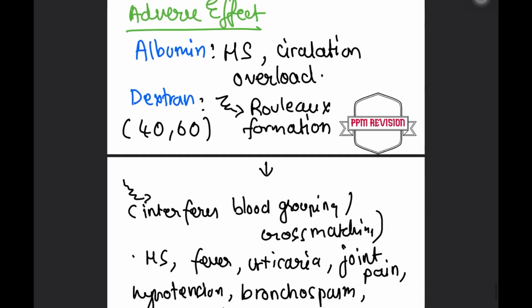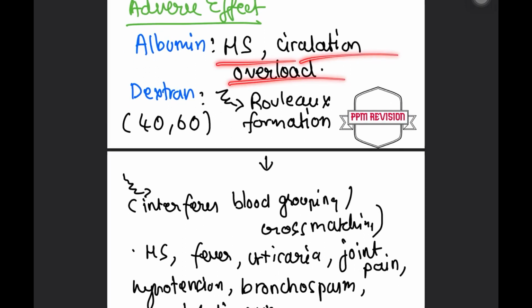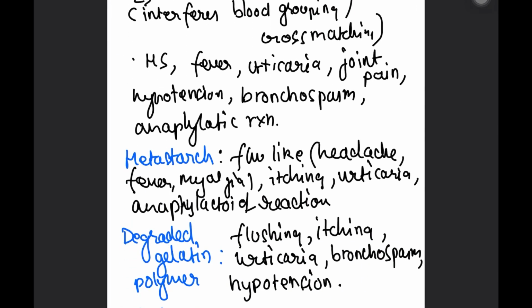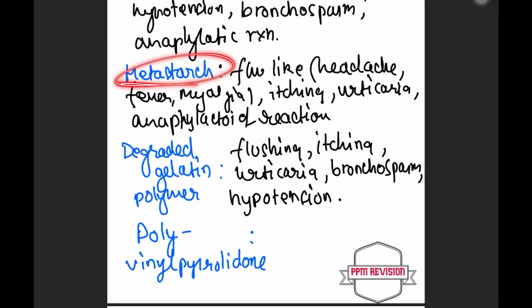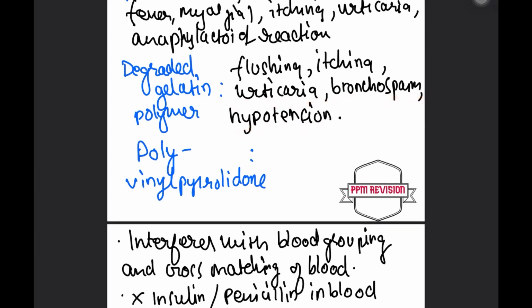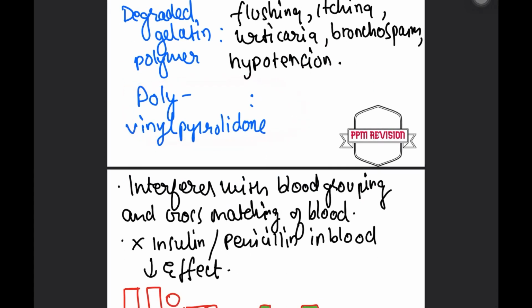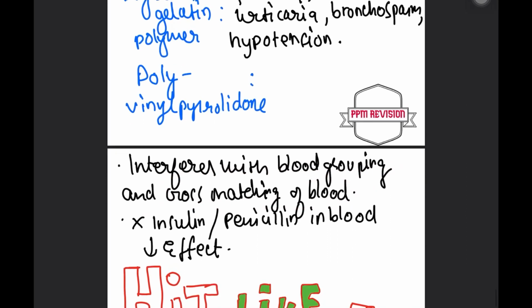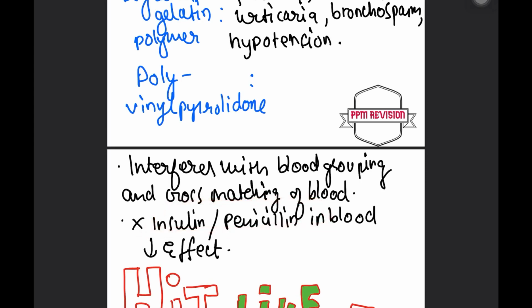Adverse effects, just telling in general: hypersensitivity, circulatory overload, and with dextran, rouleaux formation, and then also hypersensitivity, fever, urticaria, joint pain, hypertension, bronchospasm. And hetastarch: flu-like symptoms as mentioned earlier, headache, fever. And then degraded gelatin polymer results in flushing, itching, urticaria, bronchospasm, hypertension. Then polyvinyl pyrrolidone interferes with the blood grouping and cross-matching of blood, and along with insulin or penicillin, in blood it decreases the effect.